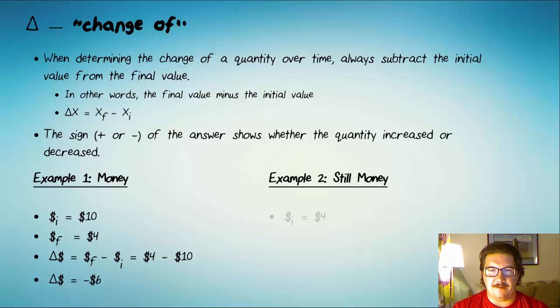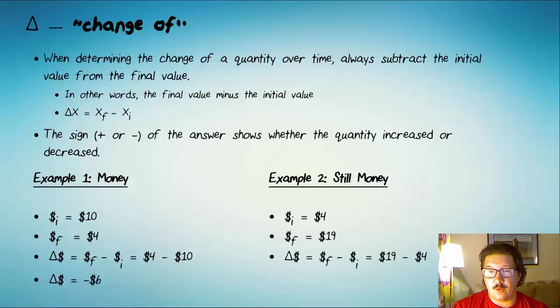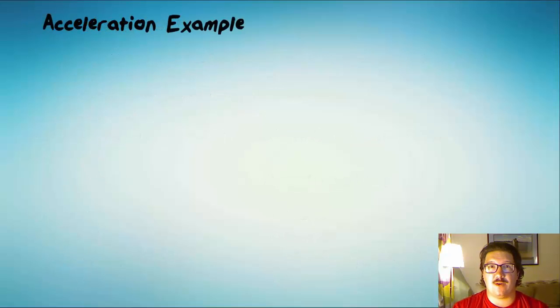Let's take a look at another example. Still money. The next day, you leave the house with those same $4, but you come home with $19. So your change in money would be your money final minus your money initial, which would be $19 minus $4, and we get positive 15. Over the course of the day, you acquired $15 somehow. You have 15 more dollars than when you started. And so if we carefully do final minus initial, we'll get the sign in addition to the amount, and that's very important for us. All right, let's get back to acceleration.